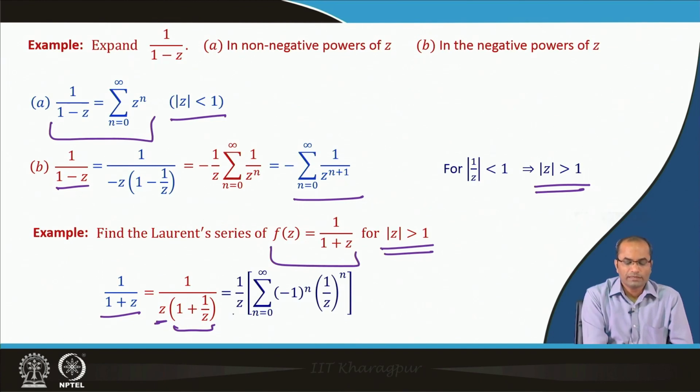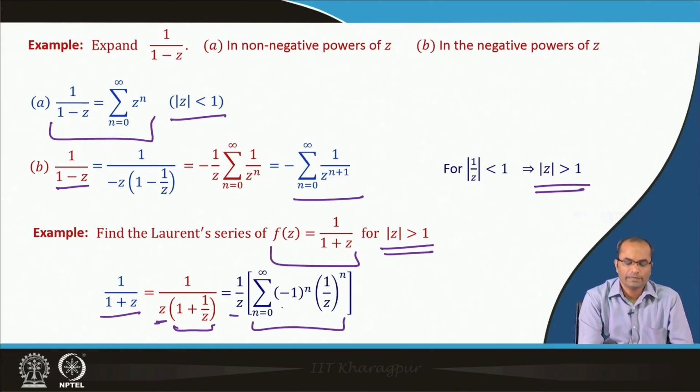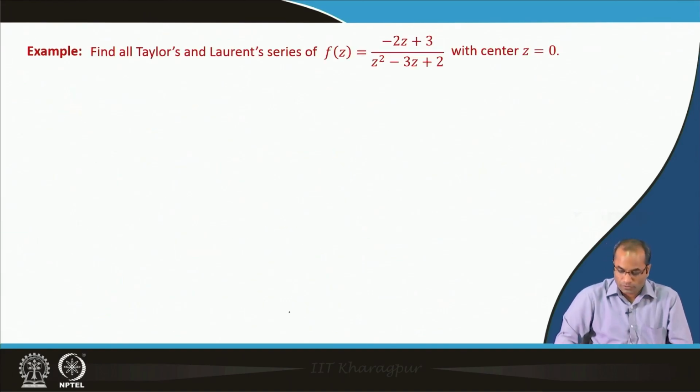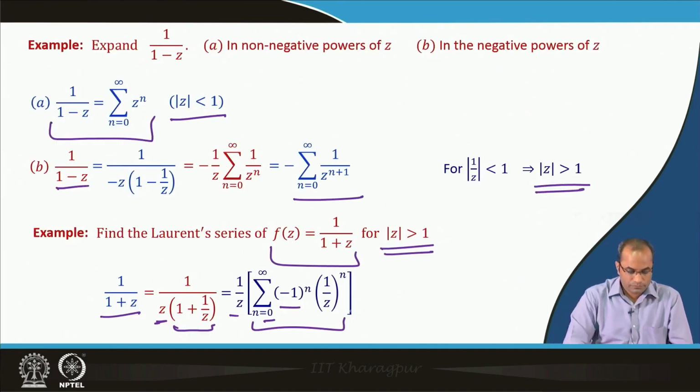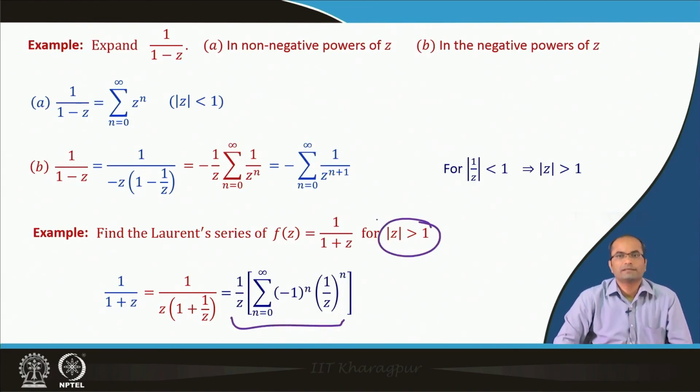So here we can write down this expansion from the previous lecture. This minus 1 power n will be the extra term, and 1 over z power n, n goes from 0 to infinity. Well, so we have here this expansion and this is valid for mod z greater than 1.